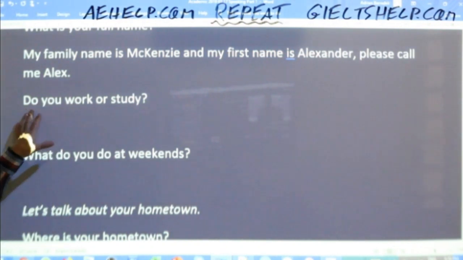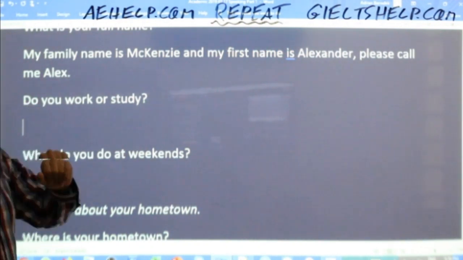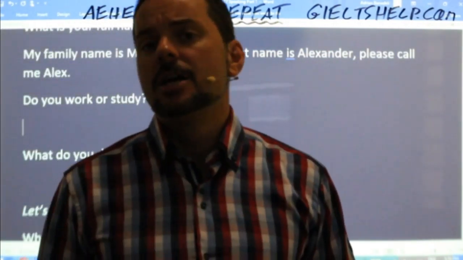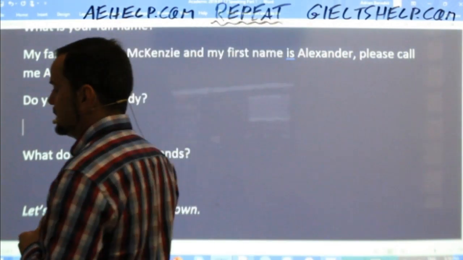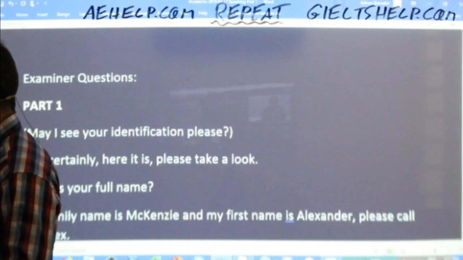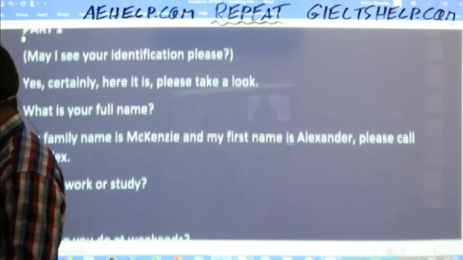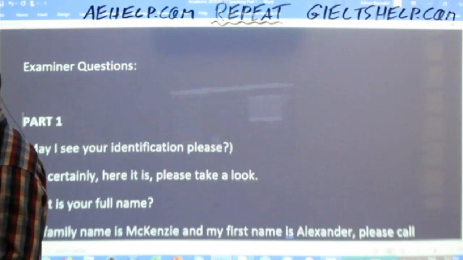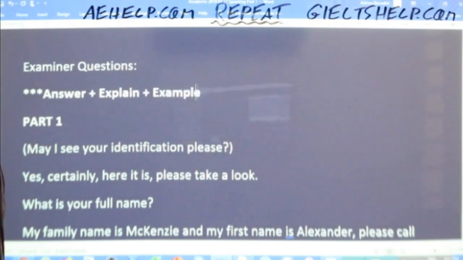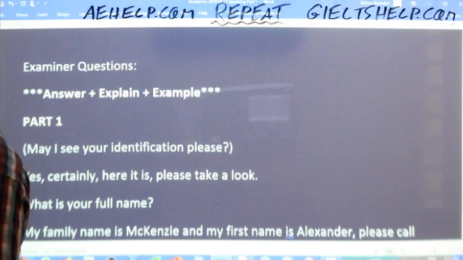A very common question is, do you work or study? Okay, do you work or study? So give me some nice full sentence answers for this one, okay? Remember, in the speaking, always give an answer. Explain and give an example as much as you can. Okay, answer, explain, example. That's what you have to be studying at home all the time. All right.